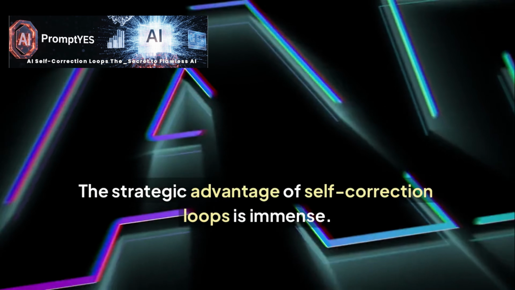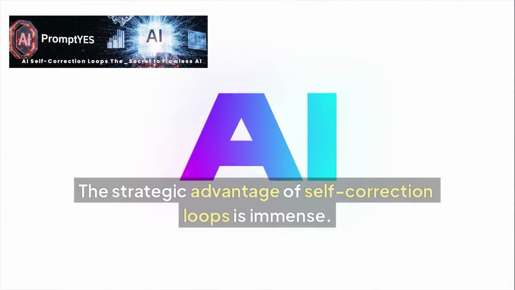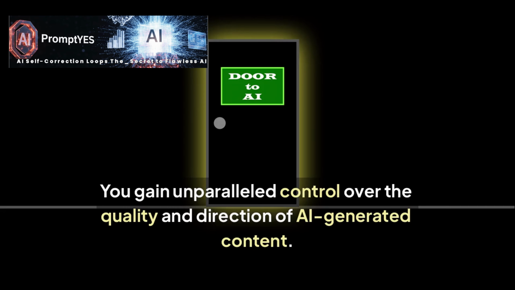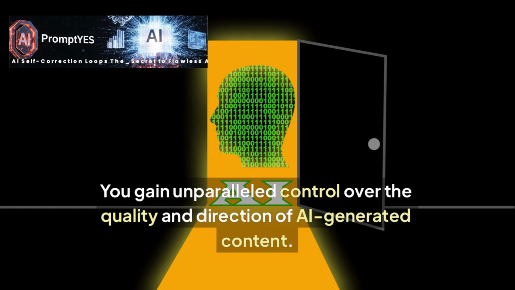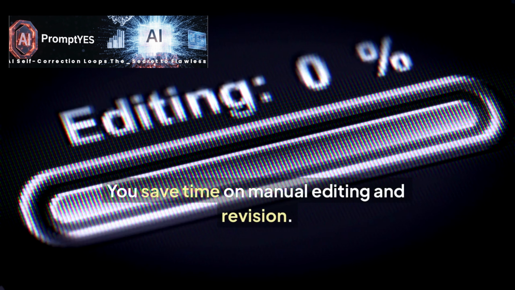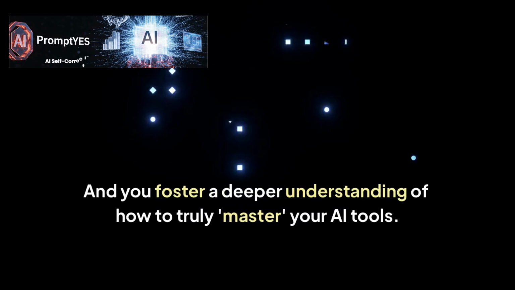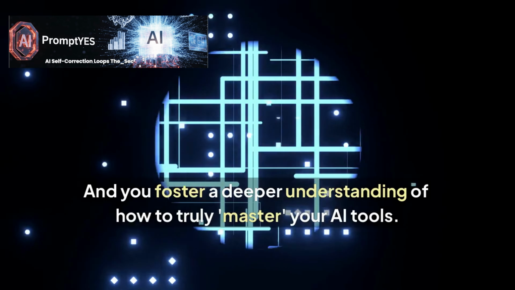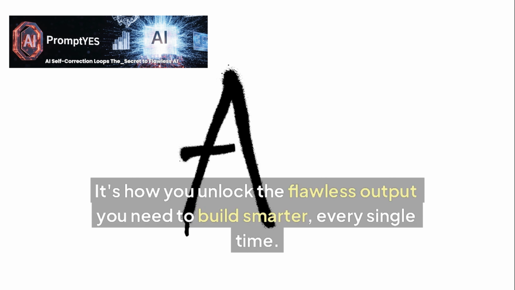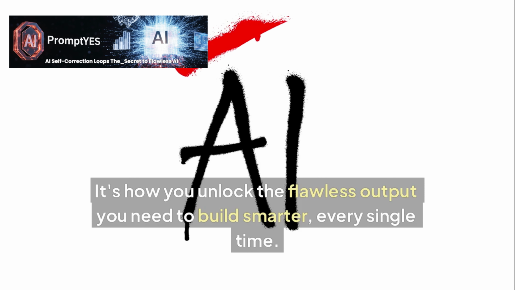The strategic advantage of self-correction loops is immense. You gain unparalleled control over the quality and direction of AI-generated content. You save time on manual editing and revision. And you foster a deeper understanding of how to truly master your AI tools. It's how you unlock the flawless output you need to build smarter every single time.